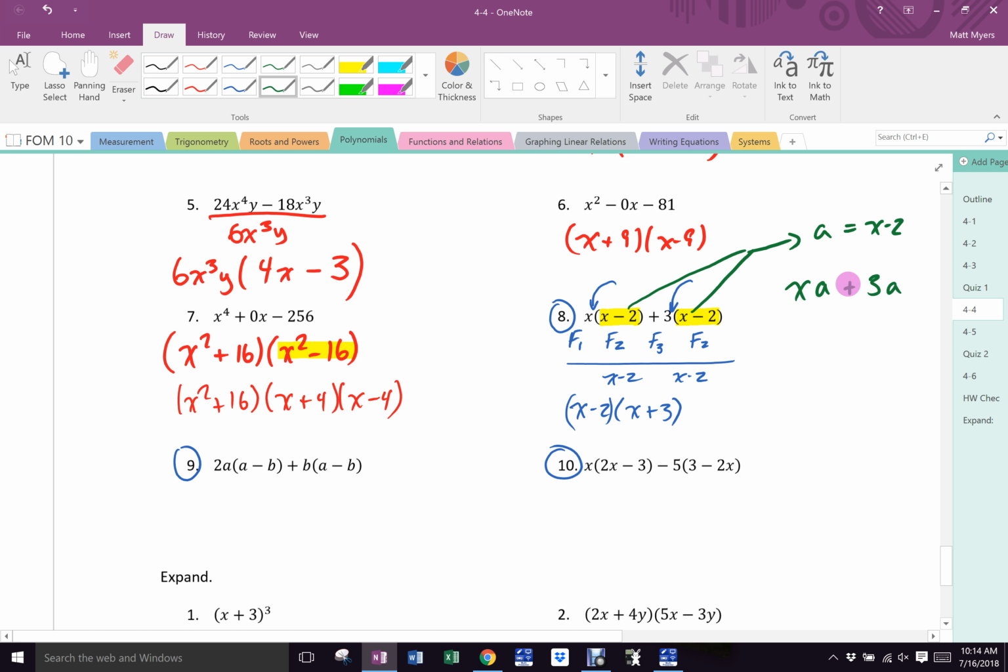Now you can quite plainly see A is in both of them, correct? Divide both by A, A goes outside, and I get x plus 3, right? But there is no A in the original question, because A is x minus 2. So what do I write here now? X minus 2, x plus 3. And I get the same answer.